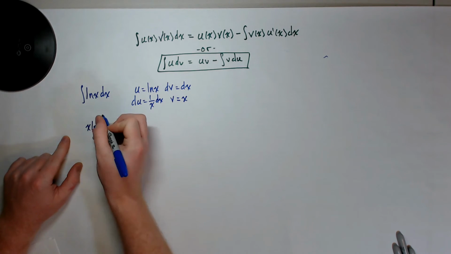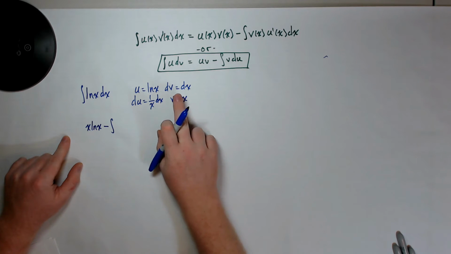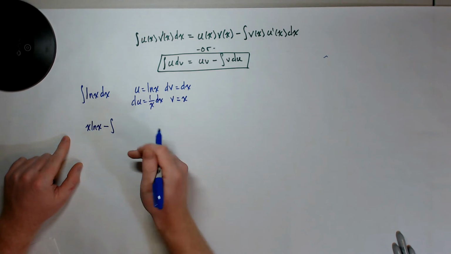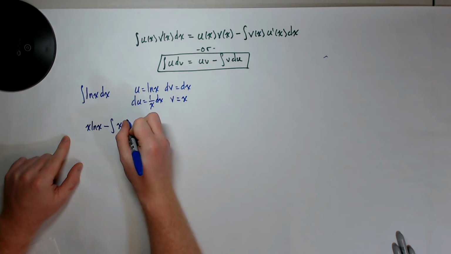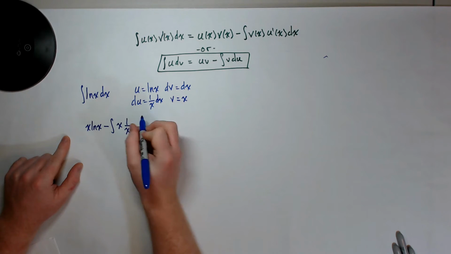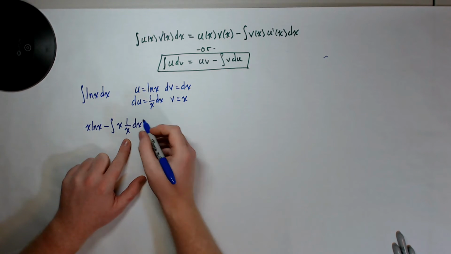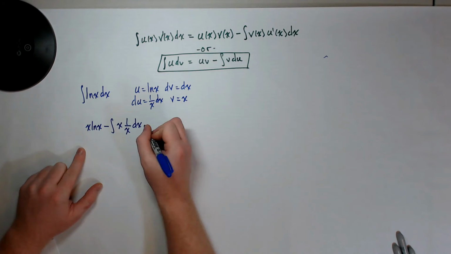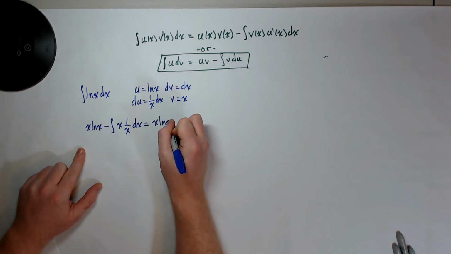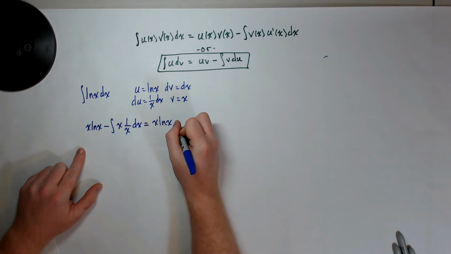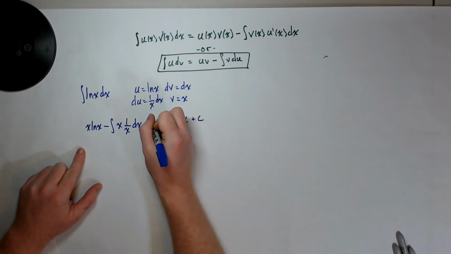So uv, which is x times the natural log of x, minus the integral of v du. v was x, and du was 1 over x dx. Well, x times 1 over x is just 1, and so this integral just ends up being x. So now you have a formula for the integral of natural log of x. It's x natural log of x minus x, plus c, of course.